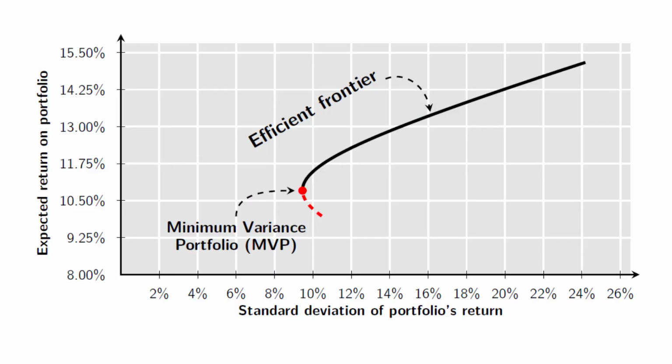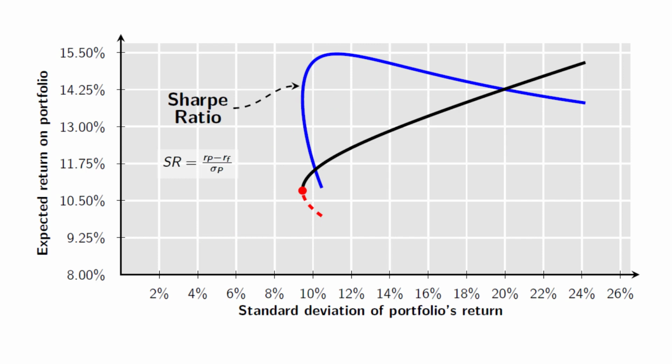To find the tangent portfolio, we need to first calculate the Sharpe ratio for every possible portfolio on the feasible or opportunity set. The Sharpe ratio is given by a simple equation. It is the return on the portfolio minus the risk-free rate divided by the standard deviation of the portfolio. Once we have drawn this Sharpe ratio curve, we need to figure out where the maximum Sharpe ratio is. And once we know where the maximum Sharpe ratio is, we will also know where the tangent portfolio is located on the efficient frontier.